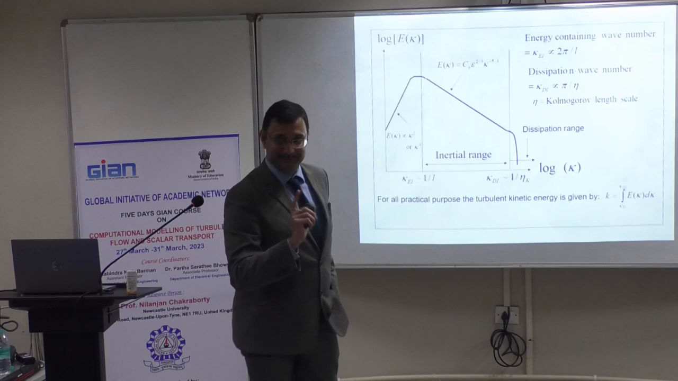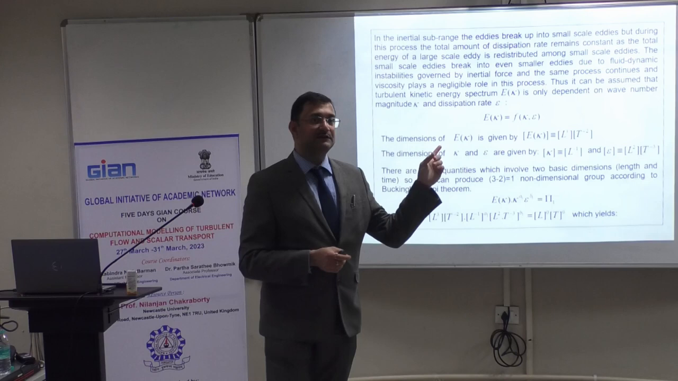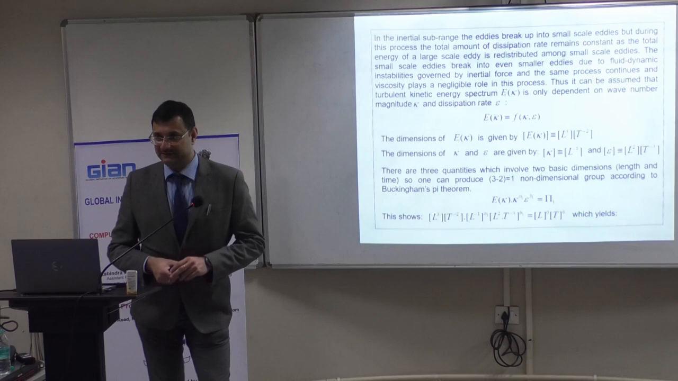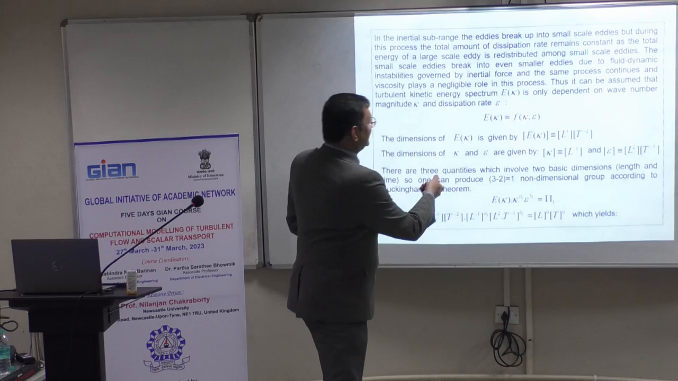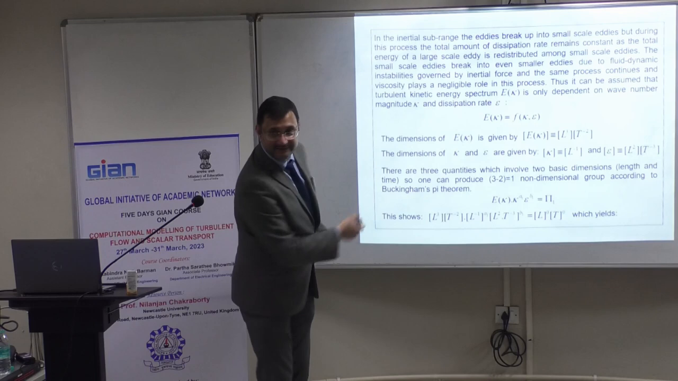So I'm coming back to the assumption that during the inertial range, the energy content is effectively determined by only two things. One is the dissipation rate of kinetic energy, and the other is the length scale of the eddies. I can write length scale or inverse of length scale. Kappa is the inverse of length scale. So I have three quantities, right? I'm sure all of you know dimensional analysis.